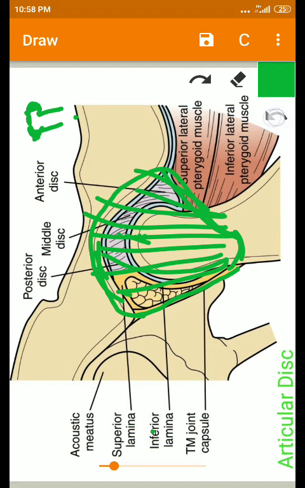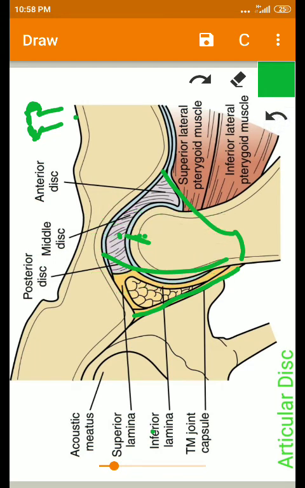Now, because of this medial and lateral pole attachment, this articular disc can rotate freely. The articular disc can rotate freely in the antero-posterior direction because of the attachments on the medial and lateral poles.